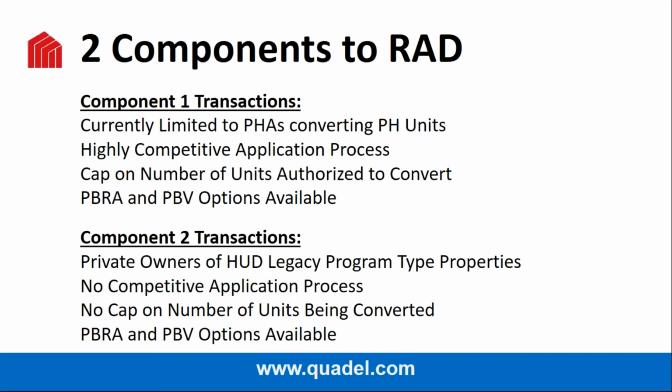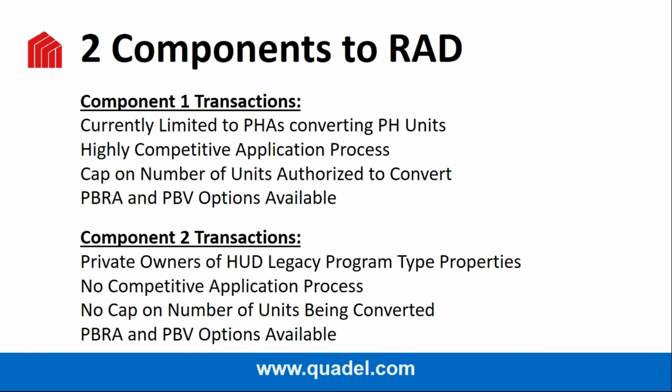Component 1 transactions are for PHAs converting public housing units, and there was a change in regulation back in 2015 that restricted Component 1 transaction deals to only PHAs. Prior to the new regulation, PHAs and some private owners of HUD legacy type program properties could apply for Component 1 transactions, but that's no longer the case for any new applications. Component 1 is strictly for PHAs converting public housing units.